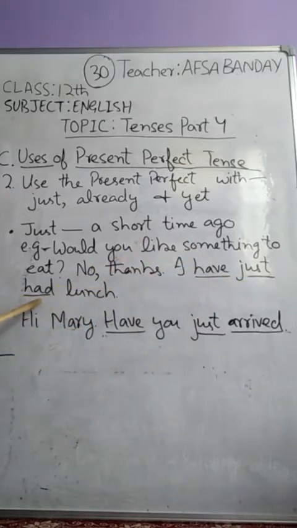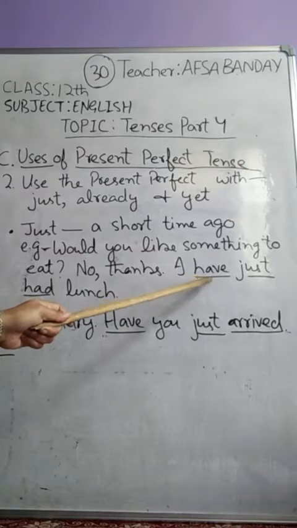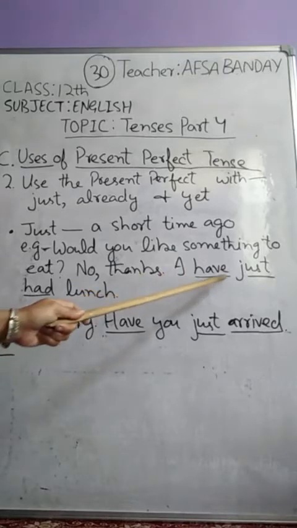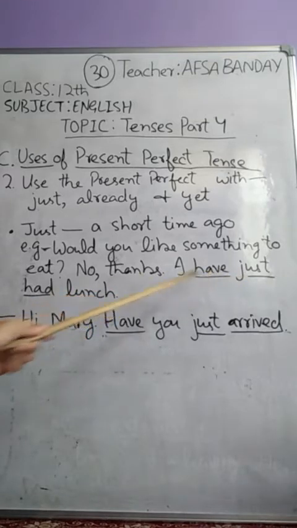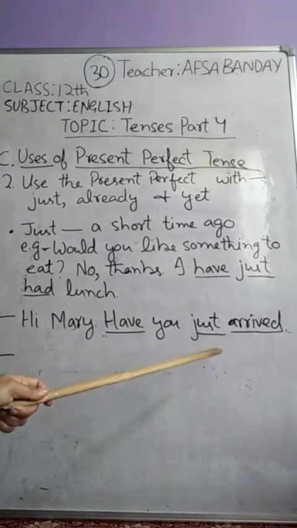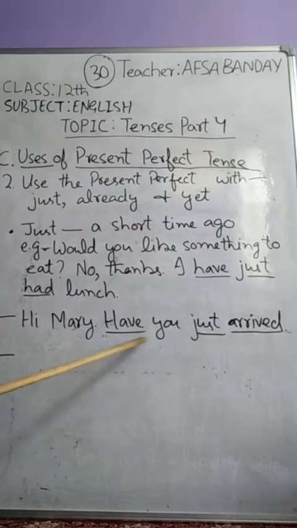Have, had. Here this have is used as a helping verb, and had is the main verb, and it's actually the third form of the verb. So we have used just, and with it we have used present perfect. I have just had lunch. Let us have a look at another example. Hi Mary, have you just arrived? So we have used have with just arrived.